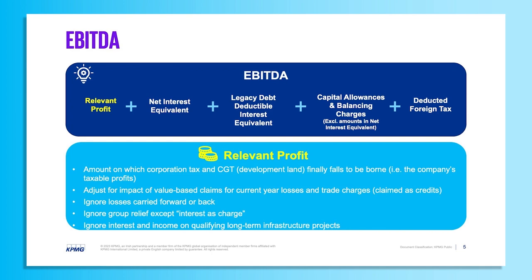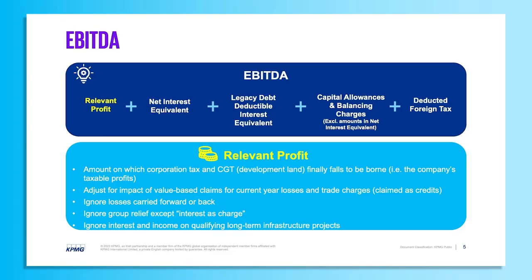The depreciation is essentially your tax depreciation, so capital allowances and balancing charges, and you also have to add back any foreign tax that you've deducted. As I've said, the relevant profit is essentially your taxable profit, but it does need to be adjusted for certain items. Losses carried forward or brought back that relieve the company's profits for that year have to be excluded, as do most forms of group relief, though not interest as a charge, because that is treated as an interest expense of the claimant company.